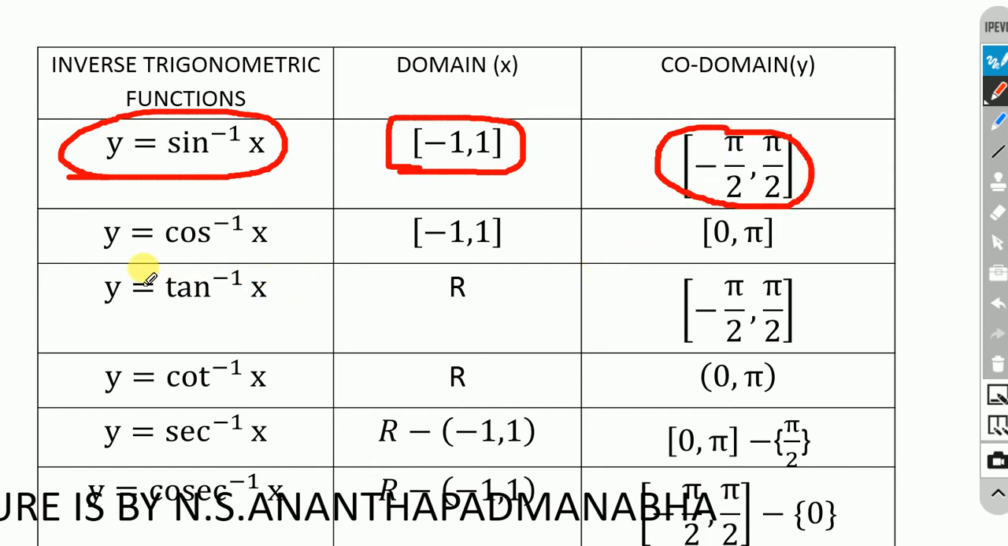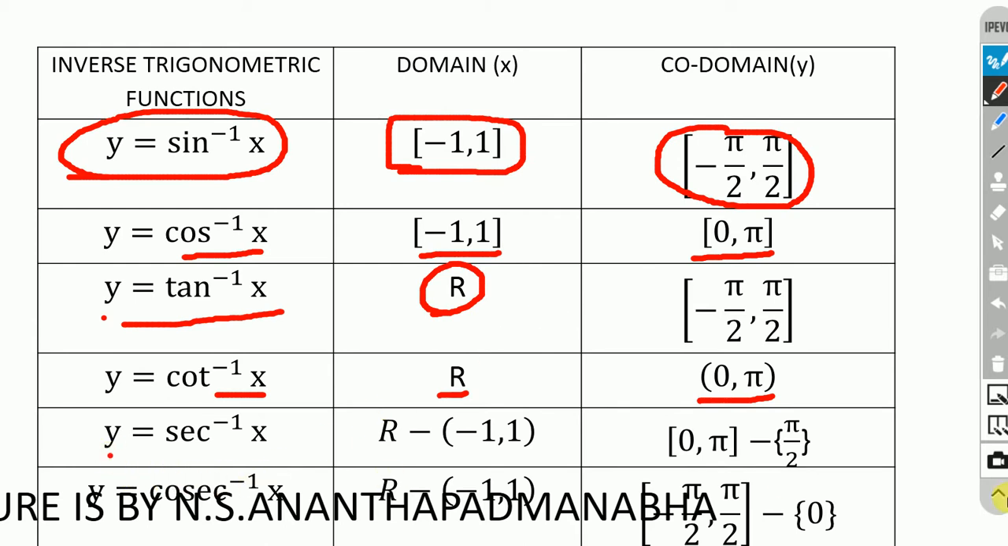Similarly, for y equals cos inverse x, the domain is the closed interval -1 to +1 and the codomain is the closed interval 0 to pi. For y equals tan inverse x, the domain is the whole set R, the set of reals, and the codomain is the open interval -pi/2 to +pi/2. For y equals cot inverse x, the domain is R and the codomain is the open interval 0 to pi, that is, 0 and pi are not included in the codomain.